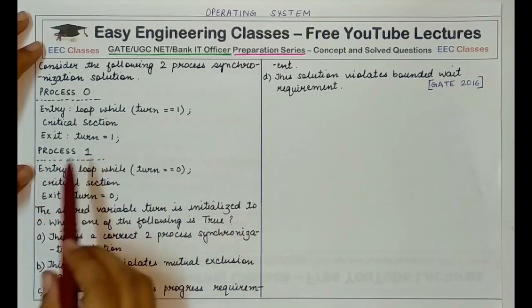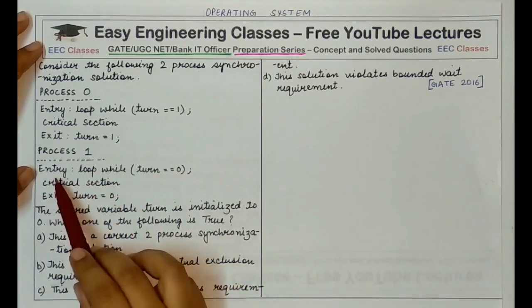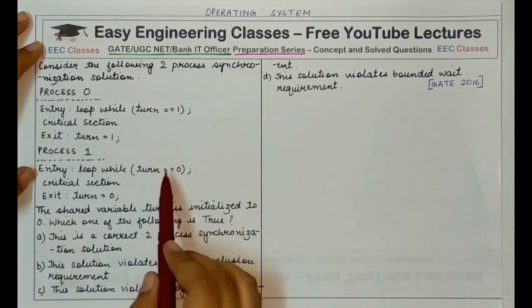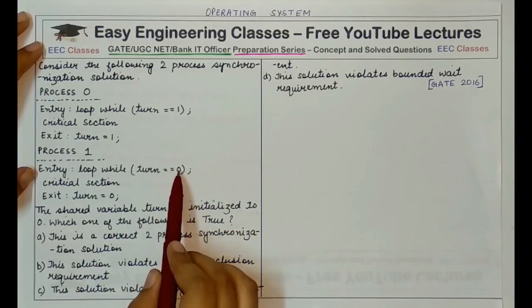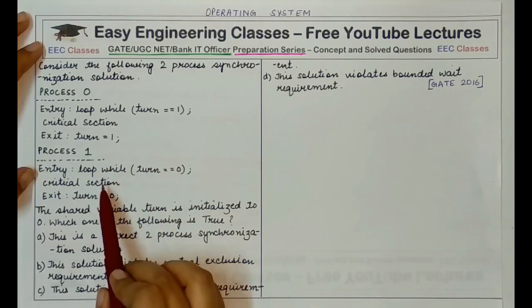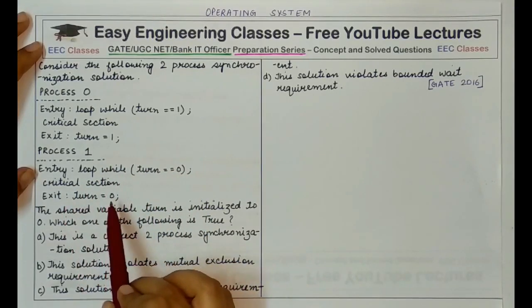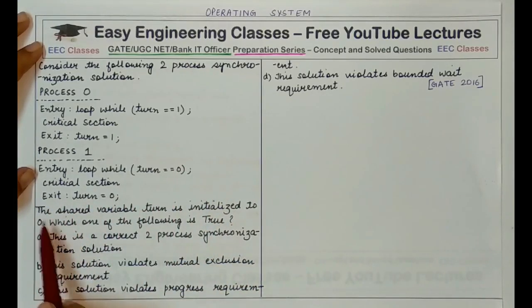And similarly we have process 1, which checks the value of variable turn in its entry condition, which is again a while loop which will continue infinitely as long as the value of turn is 0, and as soon as the value of turn becomes 1, this process will come out of the while loop and enter its critical section. After completing the work of its critical section, it will come out and make the variable turn equal to 0 and exit. Okay, so the question is, the shared variable turn is initialized to 0. Which one of the following is true?